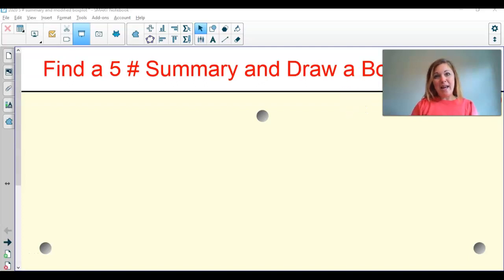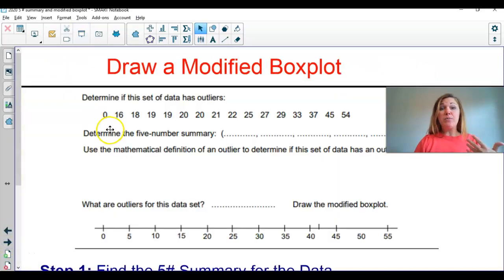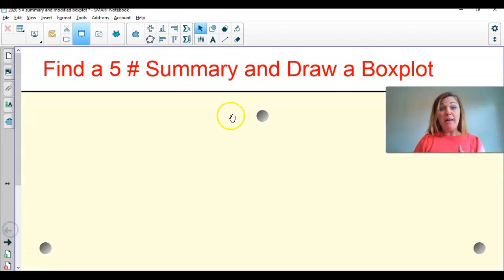Hey stat students, today our goal is to be able to find a 5-number summary and draw a box plot, as well as draw a modified box plot if we have outliers. So let's get started right away.